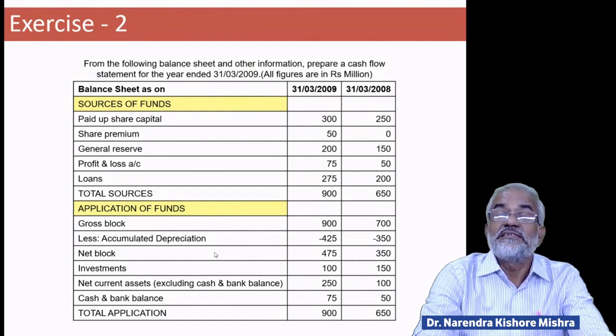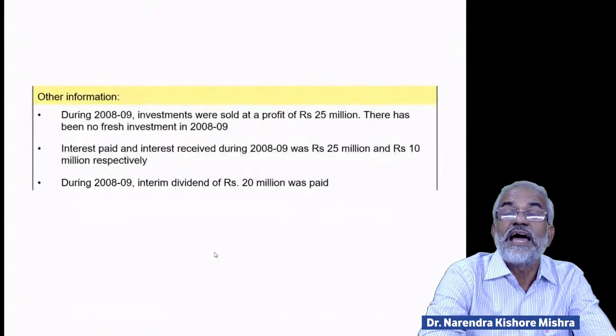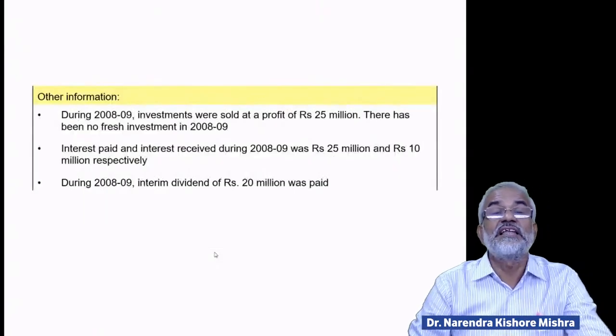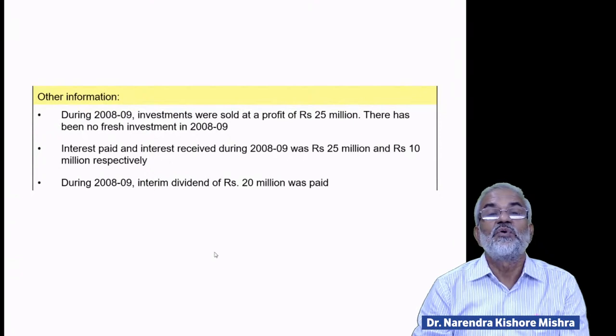The figures are in millions. 900 as on 31st March 2009, and the total of the assets and liabilities as on 31st March 2008 is 650. Some additional information is also given: during the year 2008-9, investments were sold at a profit of 25 million, and there have been no fresh investments in 2008-9.